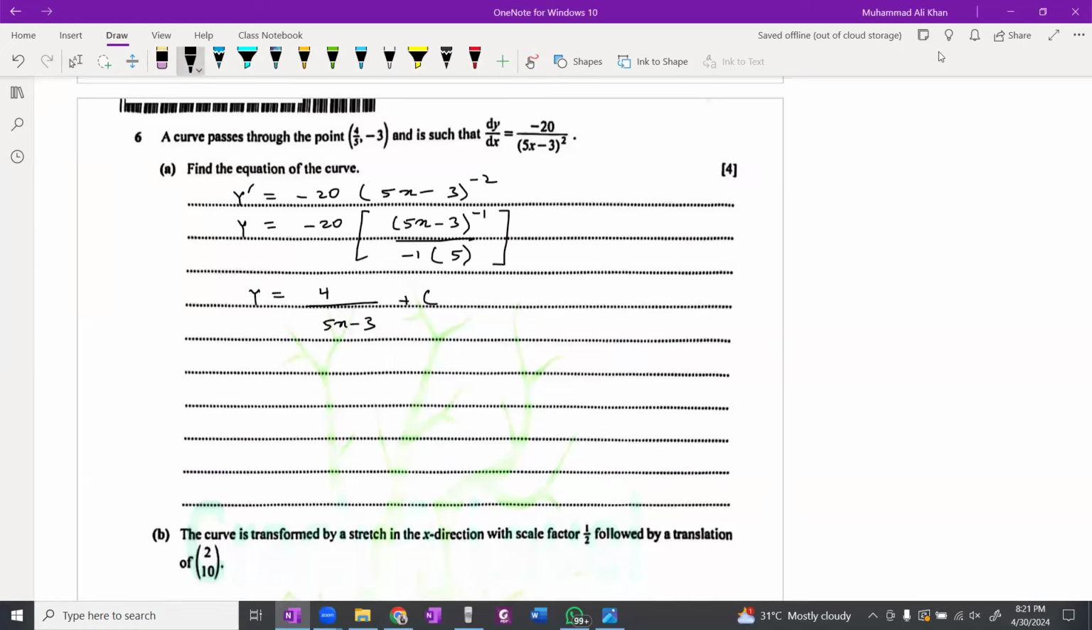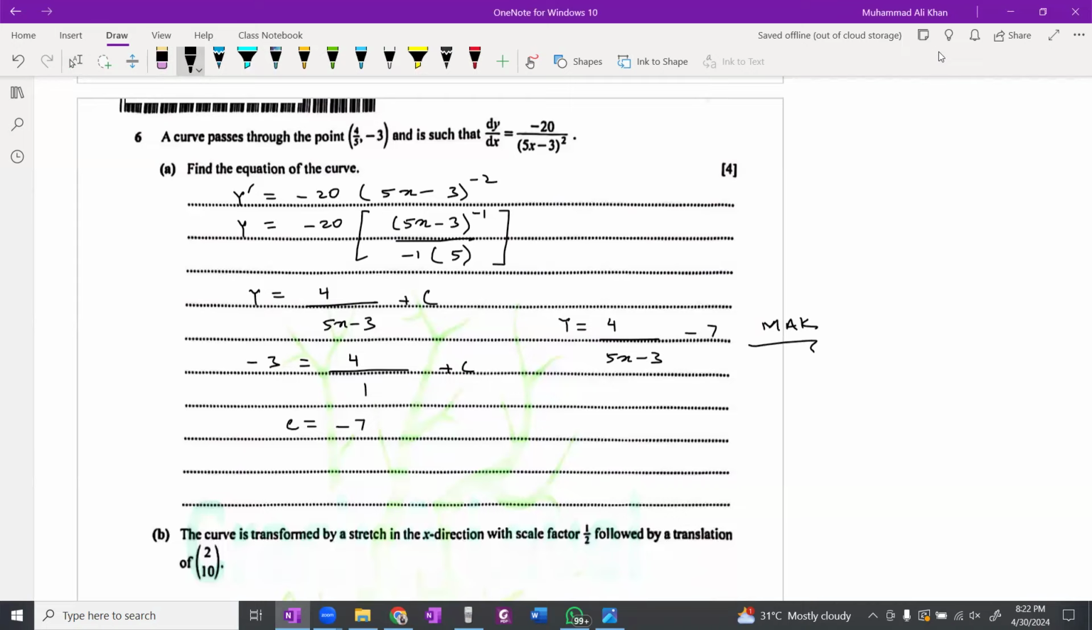And if x is 4 upon 5 and y is minus 3, then at the place of x, 4 upon 5, the 5 and 5 cancel. The 4 is remaining, 4 minus 3 is 1, plus c. So the value of c is minus 7. Therefore, the equation of the curve is y equals 4 upon 5x minus 3, minus 7. This is the equation of the curve.